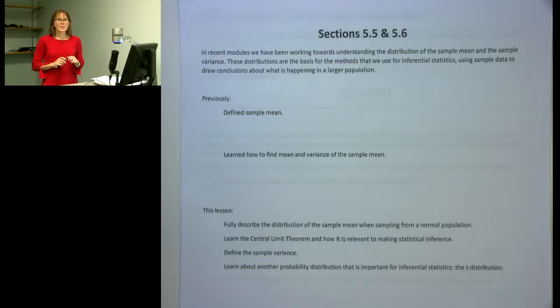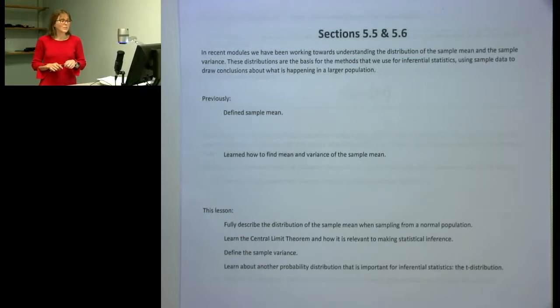This video is going to start our work on sections 5.5 and 5.6. In recent modules, we've been working towards understanding the distribution of the sample mean, and we're also going to start talking about the sample variance today. And these distributions are going to be the basis of the methods that we use in our inferential statistics that we have probably seen in other courses, making confidence intervals and doing hypothesis tests, and using data from a sample in general to draw conclusions about what's true in the population.